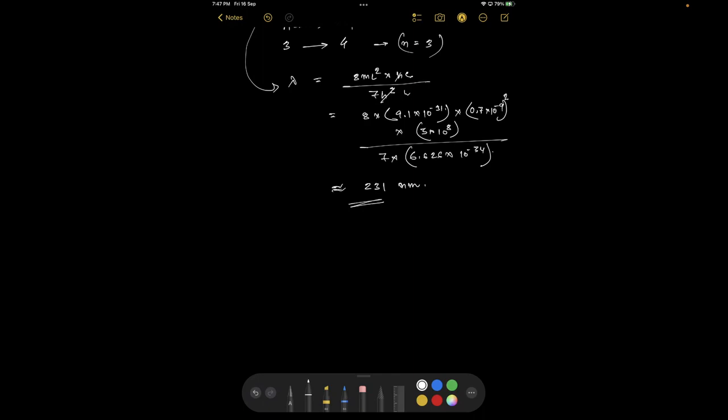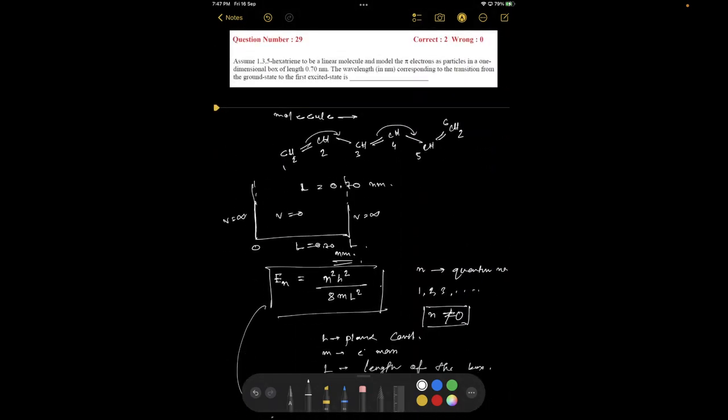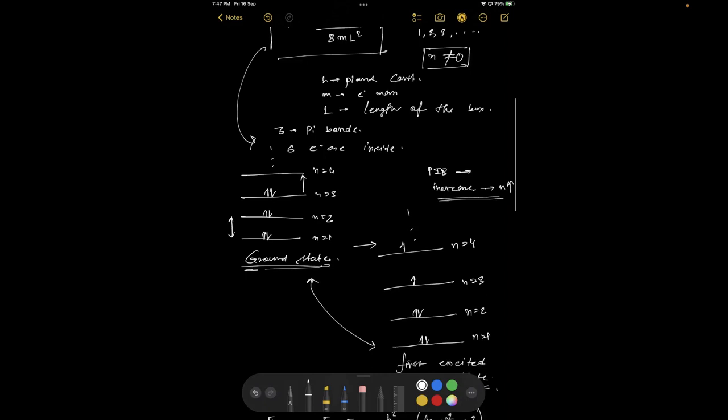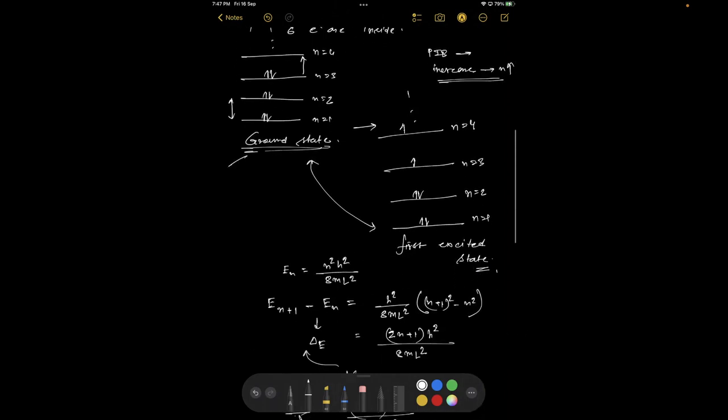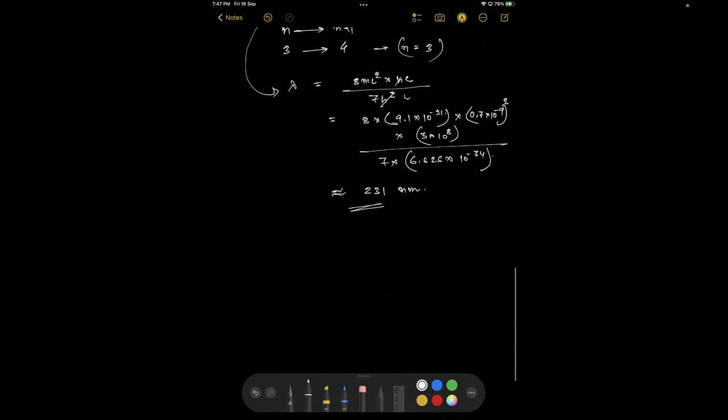So basically the wavelength in this question, it is asked the wavelength corresponding to the transition from the ground state of the molecule to first excited state of the molecule. So the ground state of the molecule looks like this, and the first excited state of the molecule looks like this. So the transition wavelength will be just lambda equal to 231 nanometer.